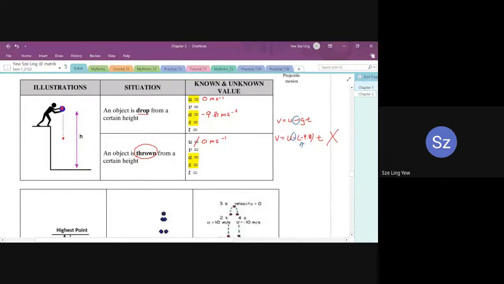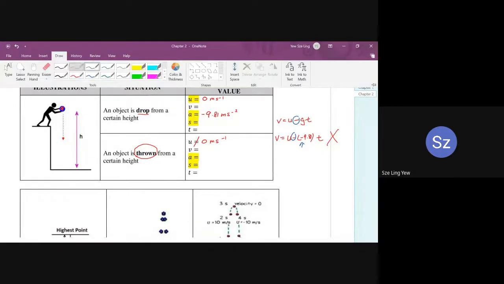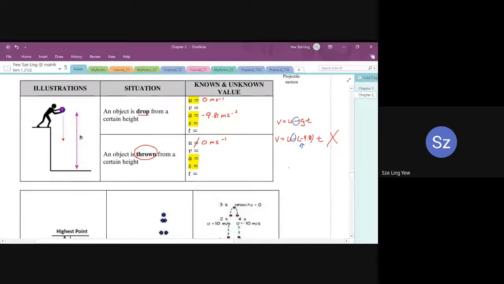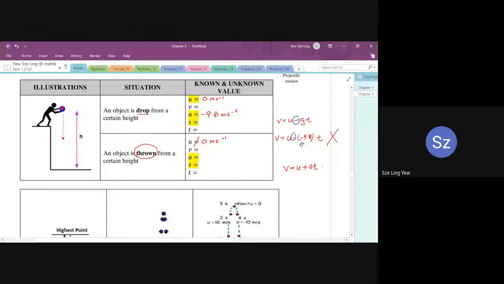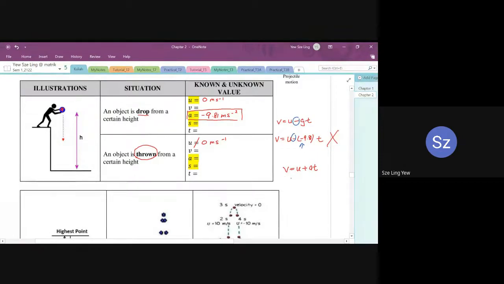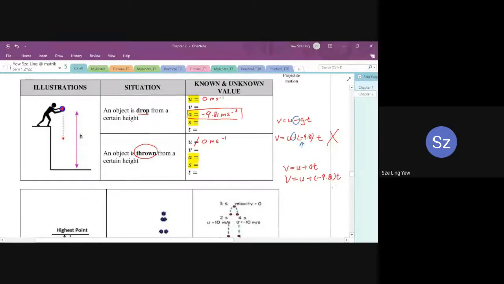So that's why I always encourage my students to stick to the original equation, which is v equals to u plus at. And then what we do, we memorize this one: a always equals to negative 9.81. Then you won't get confused, you won't use the wrong equation. So you can substitute v equals to u plus negative 9.81 t. Then this is correct.